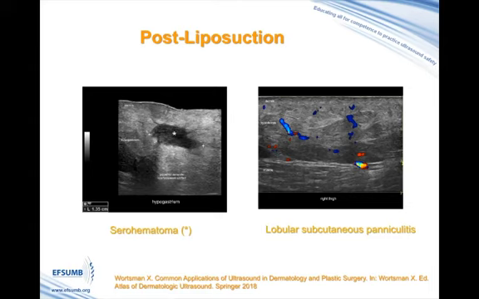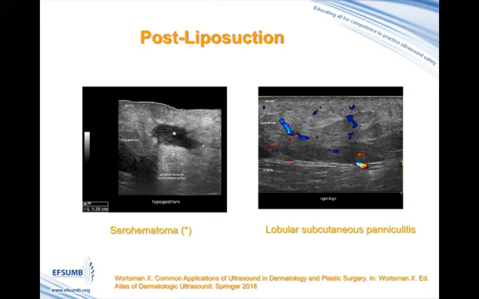On your left, you can see a hypoechoic seromatoma in the subcutaneous tissue. Notice the posterior acoustic reinforcement artifact due to the fluid component of the collection. Besides, you see a decreased echogenicity of the dermis and increased echogenicity of the subcutaneous tissue due to the inflammation. On your right, you can notice an increased echogenicity and vascularity of the subcutaneous tissue due to the regional inflammation.